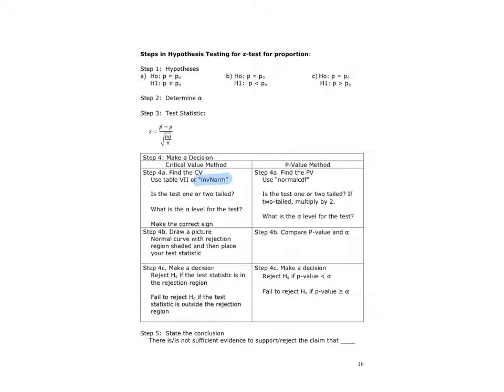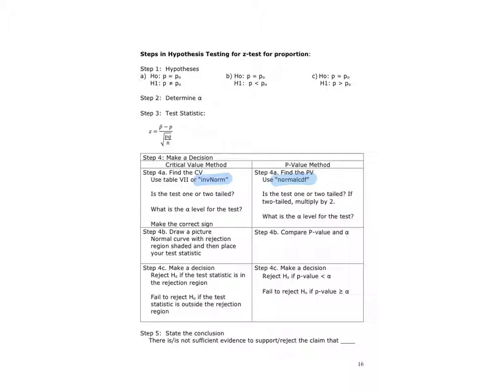Then we're going to mark our test statistic on that, and we'll make a decision based on whether or not our test statistic lies inside or outside of the rejection region. If we're using the p-value method, we're going to use normal CDF on our calculator. If it's a one-tailed test, the area that we get in normal CDF is our answer. If it's a two-tailed test, we need to make sure we multiply by 2. And then we compare our p-value and alpha. We make our decision based on the relationship between p-value and alpha.